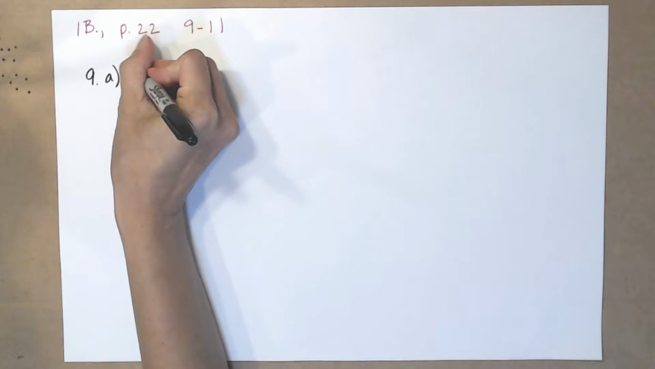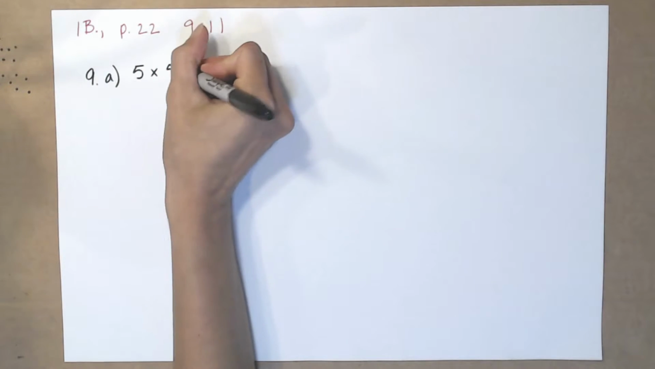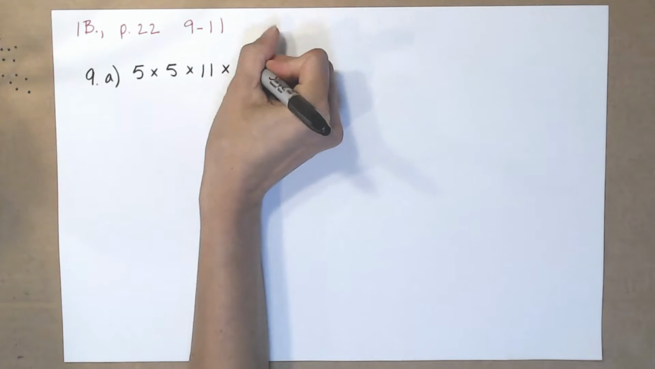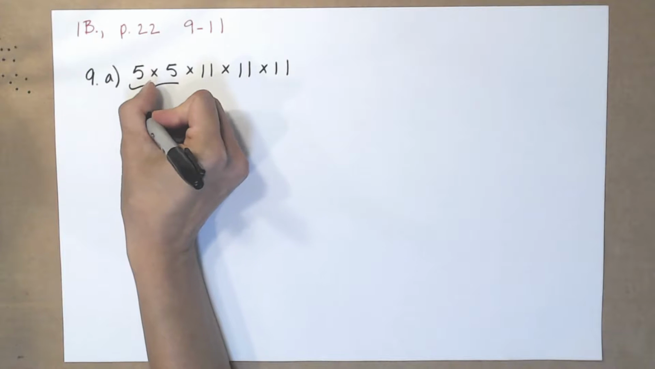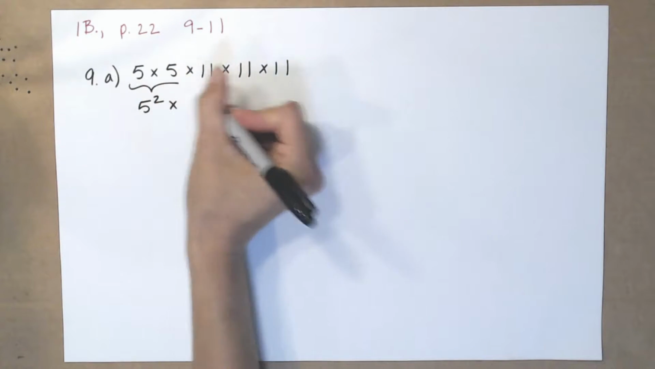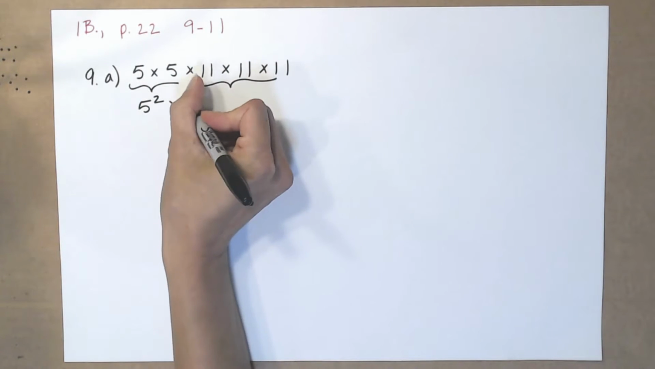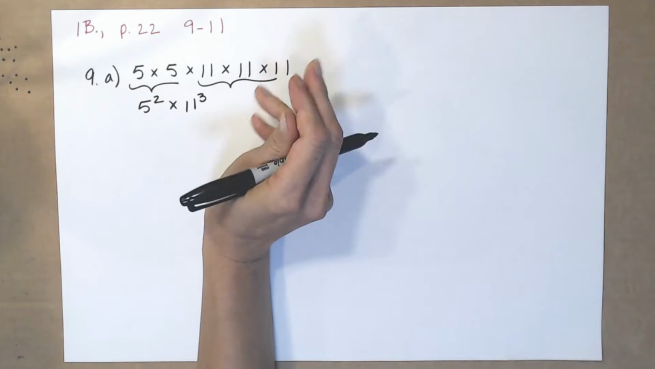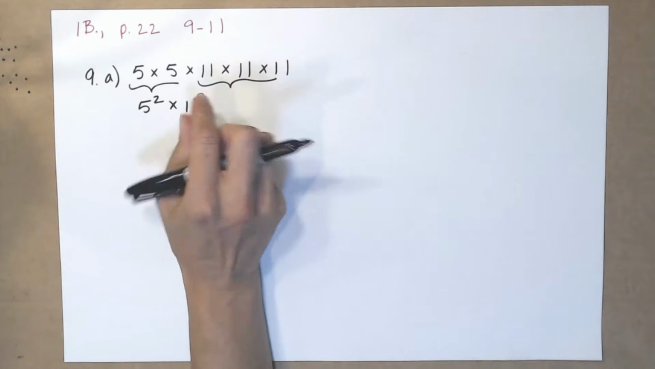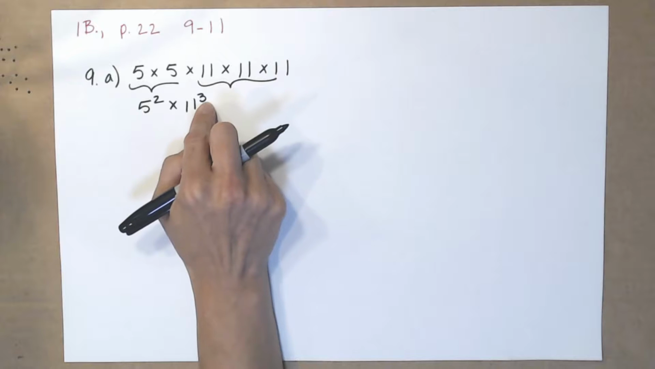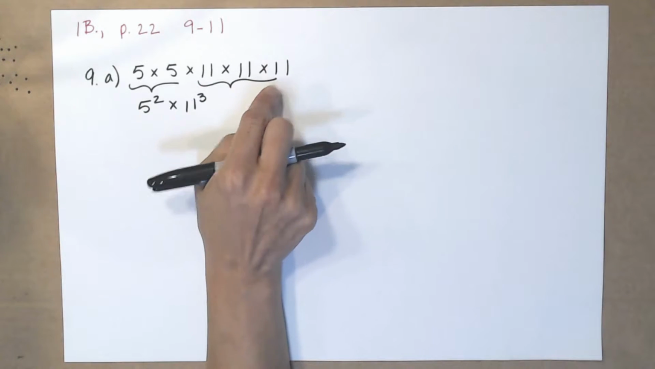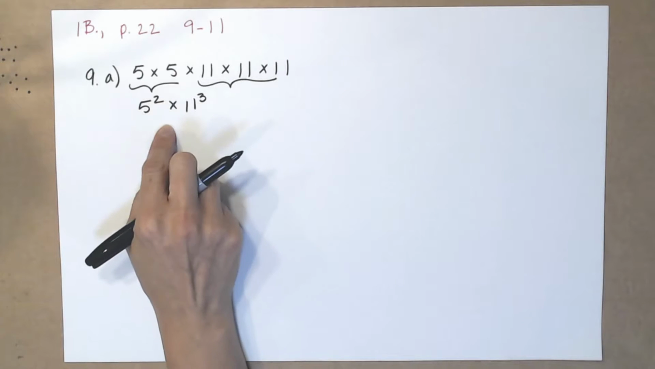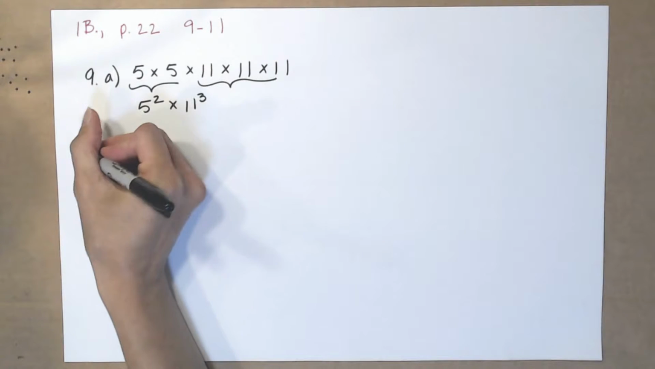So it says 5 times 5 times 11 times 11 times 11. So 5 times 5 is 5 squared. And then 11 times 11 times 11 is 11 to the third power by the definition of an exponent. This is the base, 11, this is the power. So 11 to the third means 11 times 11 times 11. So we have 5 squared times 11 to the third for A.